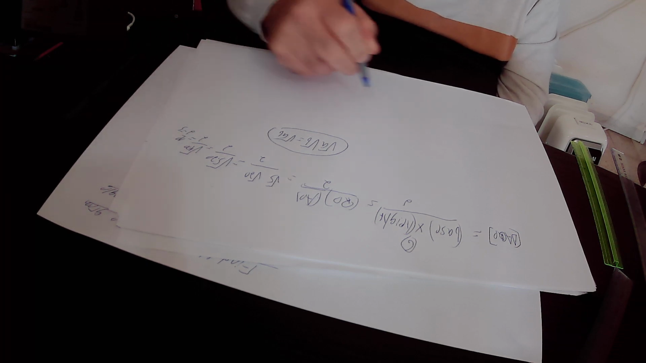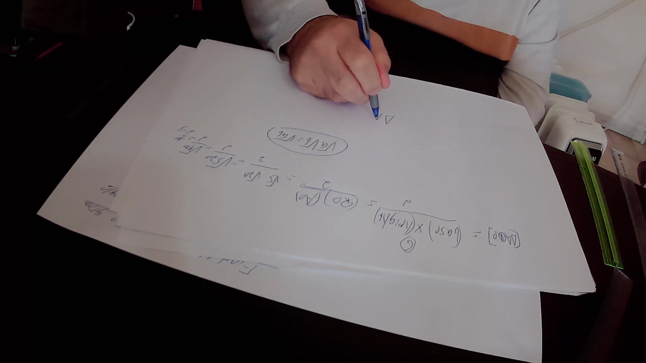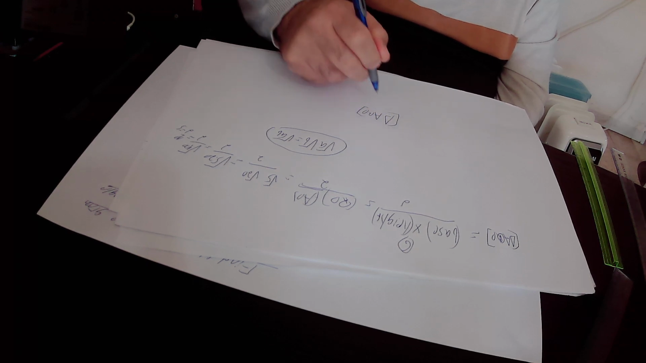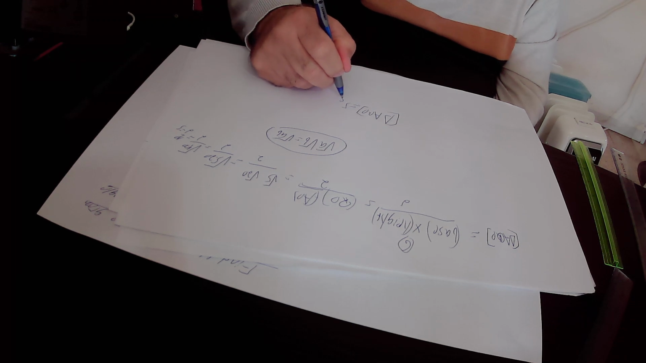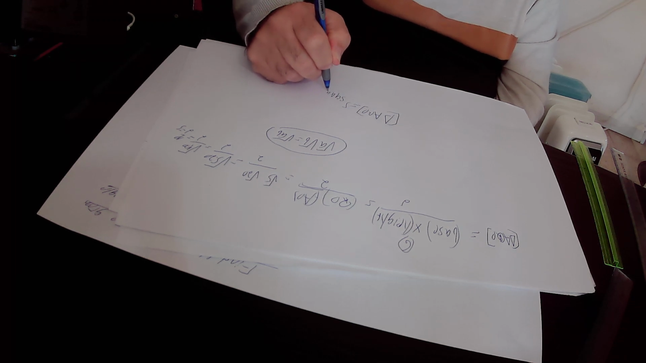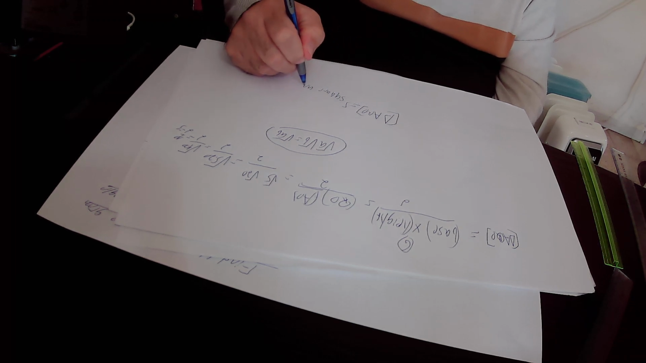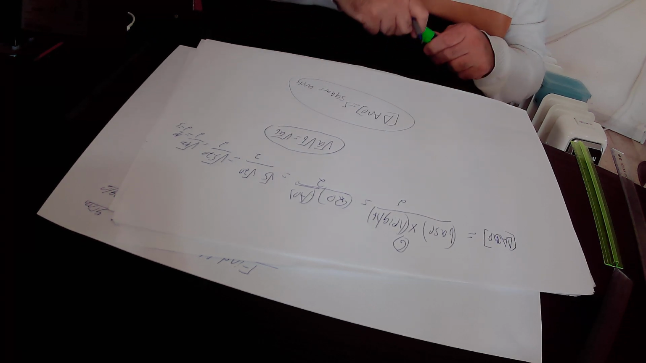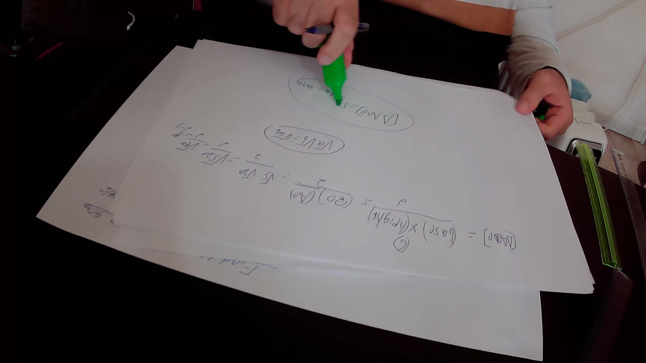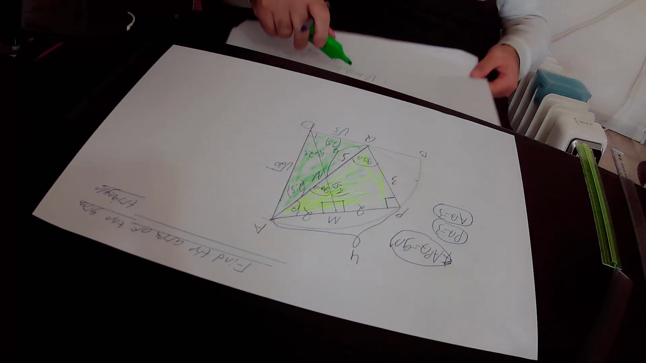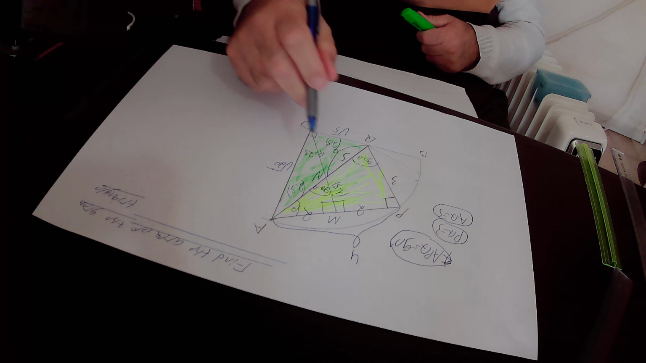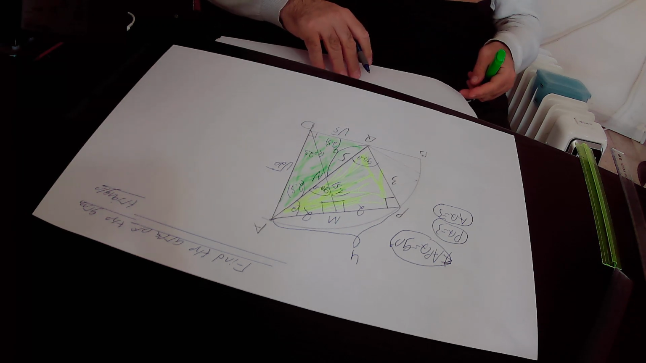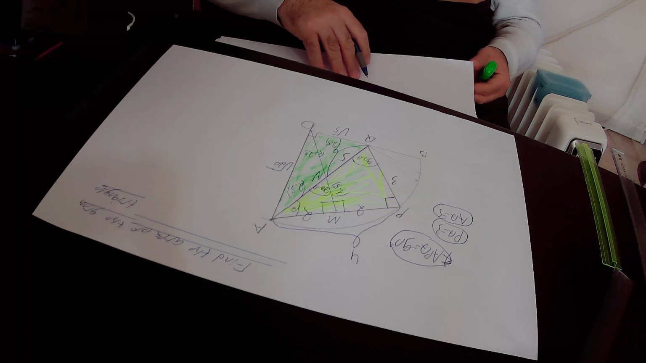So actually we found that the area of the green right triangle AQO equals 5 square units. Repeat again. The area of this right triangle AQO equals 5 square units. In the next step, I'll summarize the lecture.